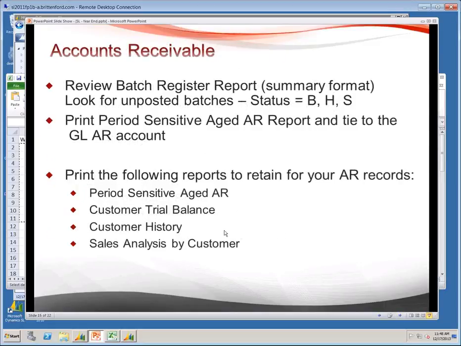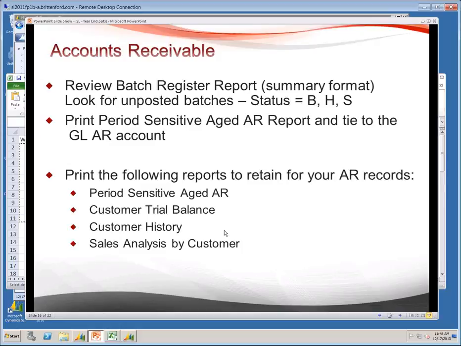If we go to accounts receivable, as before, I want to make sure in my batch register that everything's been posted. I want to run my period sensitive aging as well as my customer trial balance. Make sure those two tie as well to the general ledger. So everybody ties across the board. This should be done on a monthly basis, but if it is year end, try to get it tied.